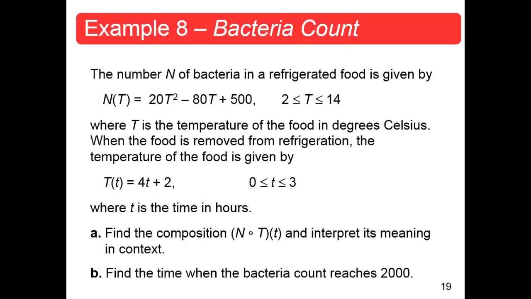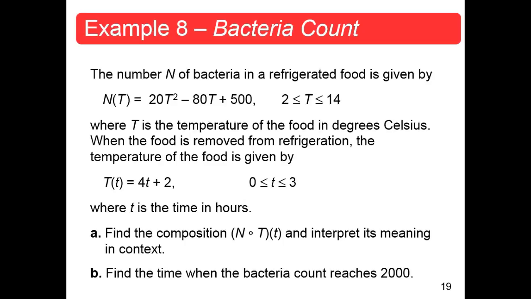So you pull something out of the fridge, and then as it increases in temperature, here's what your bacteria count will be, okay? Now, T is the temperature of the food in degrees Celsius, because you see, then your food will be warming up, getting close to room temperature. When the food is removed from the refrigeration, the temperature of the food then is given by this, okay?